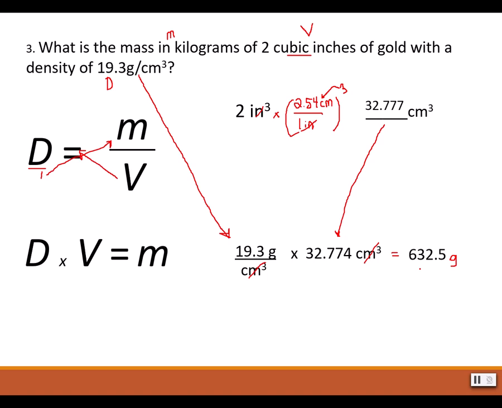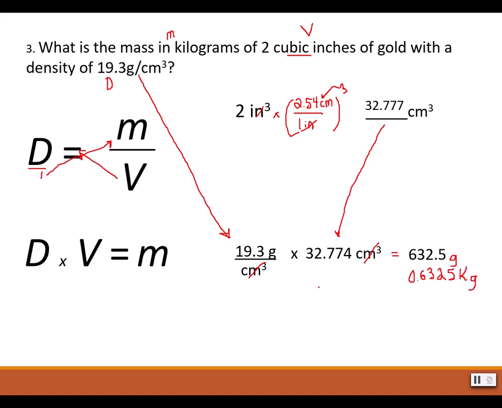There's two things we need to do though. We need to realize that that needs to be in kilograms, and we need to make sure we have the proper number of significant figures. So first, let's go ahead and convert this into kilograms. There's 10 to the 3 grams in 1 kilogram. So in kilograms, this would be 0.6325. That would be it in kilograms.